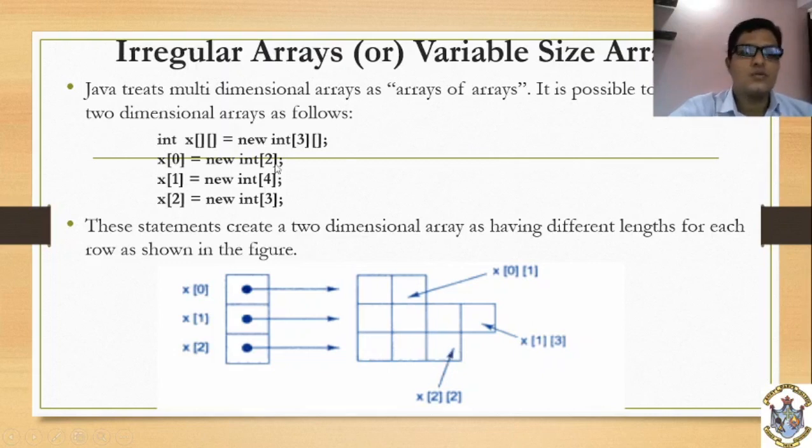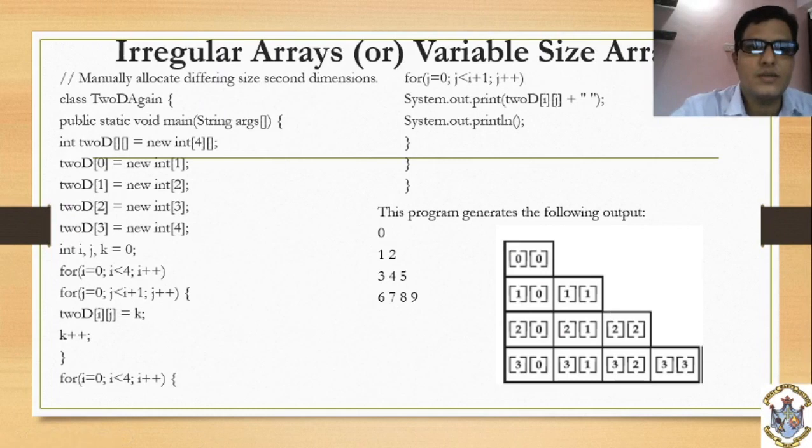Got it? So why is this kind of variable array size required? We use this concept for saving memory. If you are developing graphical application programs, at that time we have to save this kind of memory. If you save that memory, then we can create efficient graphics. Got it? Yes. So here the same explanation is given.